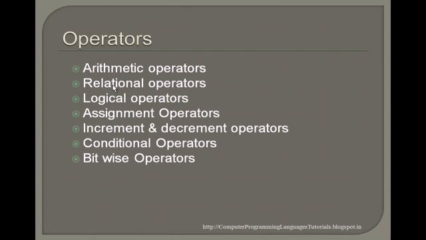Logical operators in C have three types of operators: and, or, and not. We will discuss it later. Then assignment operator, plus equal to, minus equal to. You have an increment decrement operator also, plus plus, minus minus. Conditional operators, question mark and colon, and bitwise operators.